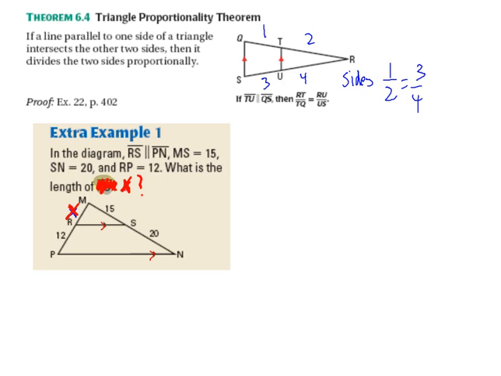This is Mr. Keaton. This is Theorem 6.4, the Triangular Proportionality Theorem. In the Triangular Proportionality Theorem, the sides are proportional to pieces of the sides. So we have 1 over 2 is going to be proportional to 3 over 4. That's if the sides are parallel in that triangle.